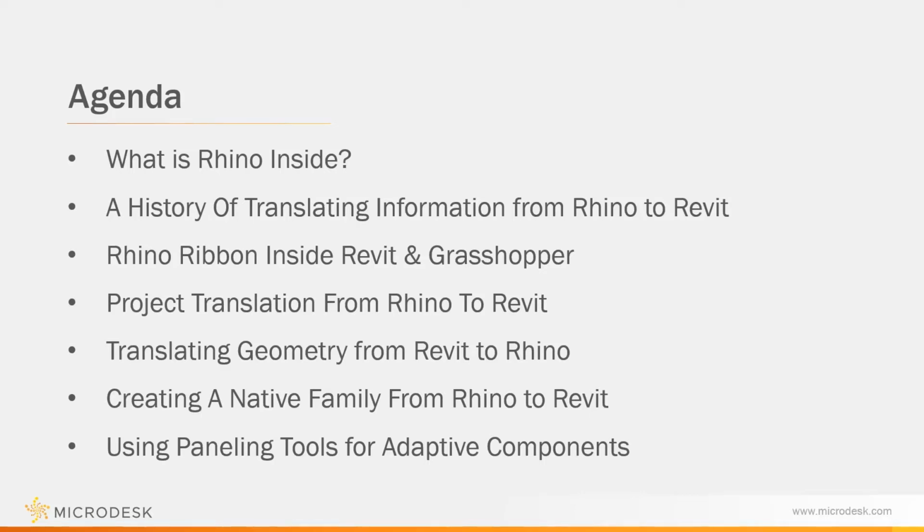So today's agenda. Let's talk about what is Rhino Inside. Let's talk about a history of the pains of translating information from Rhino to Revit. We will talk about the Rhino ribbon inside Revit and Grasshopper, and then we'll get into it. We'll really show how to translate a project, how to translate geometry, go back and forth, we're going to create a native family, and then we're going to end the presentation with adaptive components using some portion of paneling tools.